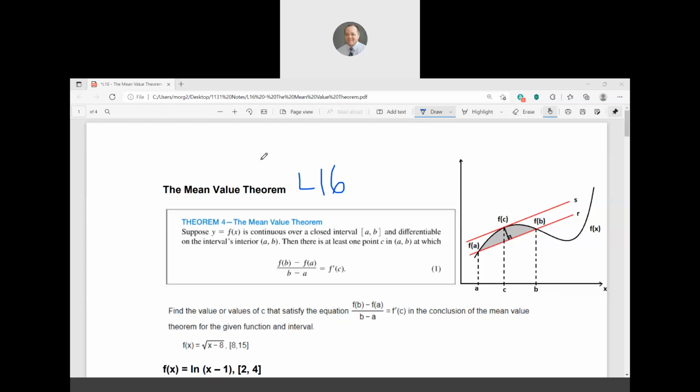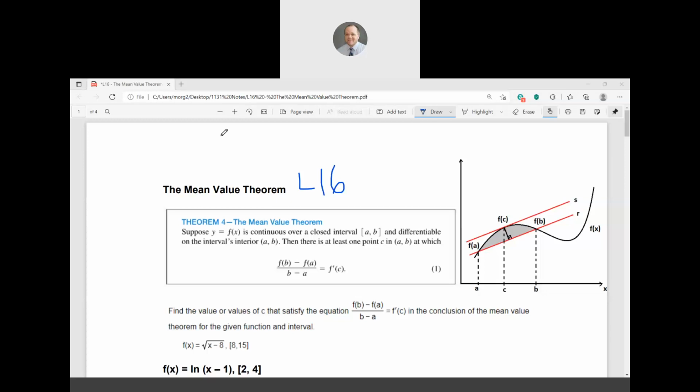Okay, today I'm covering lesson 16, and lesson 16 is all about something called the mean value theorem, and this ties into lesson 15 and 17 on characteristics of a function's graph using the first and second derivative test to find those said characteristics. So lesson 16, let me go over the actual theorem, and then we'll jump right into some examples.